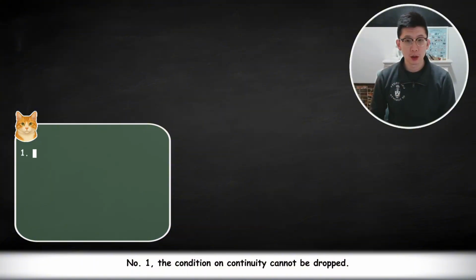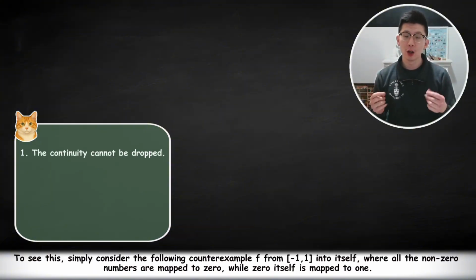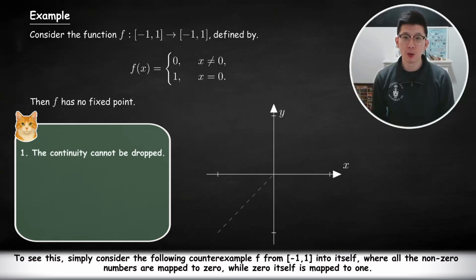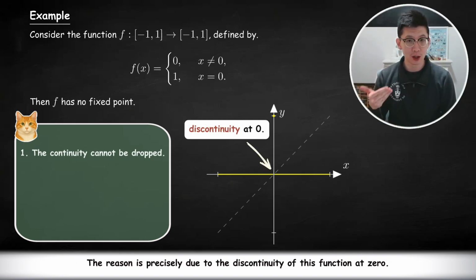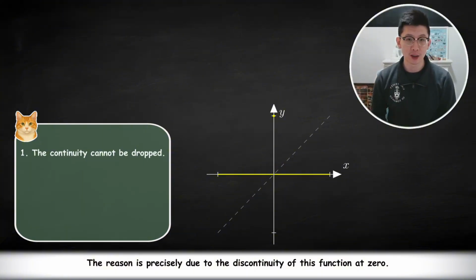Number 1, the condition on continuity cannot be dropped. To see this, simply consider the following counterexample f from [-1, 1] into itself, where all the non-zero numbers are mapped to 0, while 0 itself is mapped to 1. Clearly, nobody is mapped to itself, and a fixed point does not exist in this case. The reason is precisely due to the discontinuity of this function at 0.